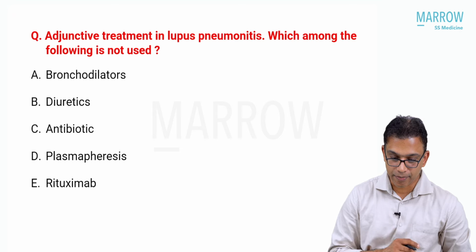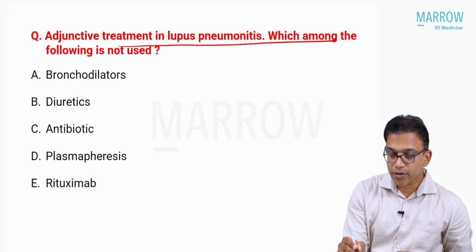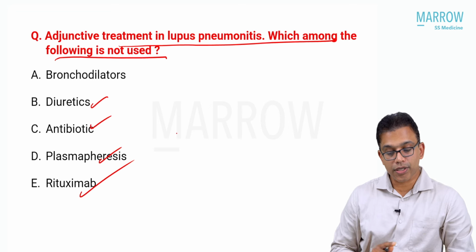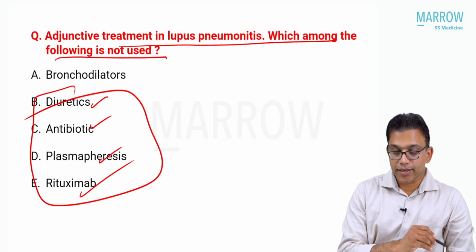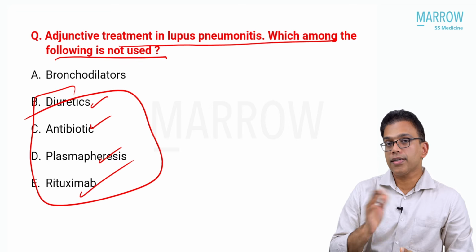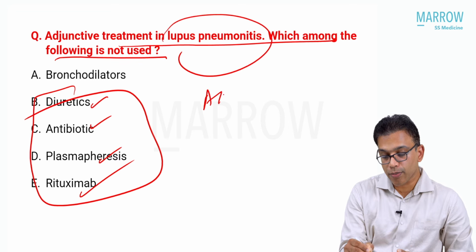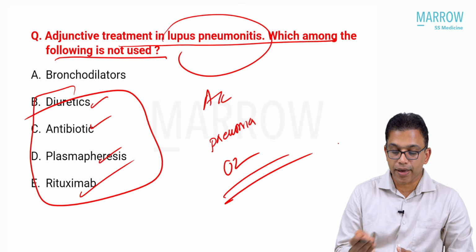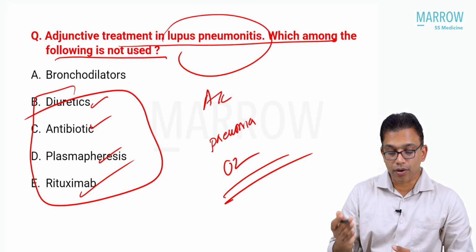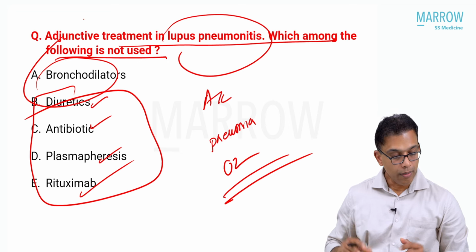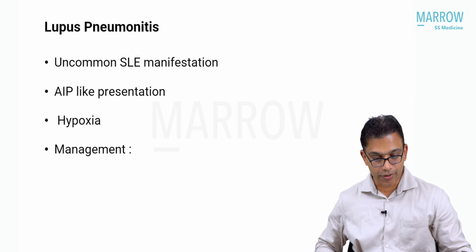So, adjunctive treatment in lupus pneumonitis, which among the following is not used? Diuretic, antibiotic, plasmapheresis, rituximab. All these are used as adjunctive treatment for lupus pneumonitis, along with ventilatory support, oxygen support, etc. As I told you earlier, lupus pneumonitis can have an acute presentation. It can mimic a pneumonia-like presentation. It may require oxygen and other immunomodulatory treatment like rituximab, plasmapheresis, steroids, immunosuppressants, etc. But there is no bronchospasm as such, so bronchodilators are not indicated in lupus pneumonitis.